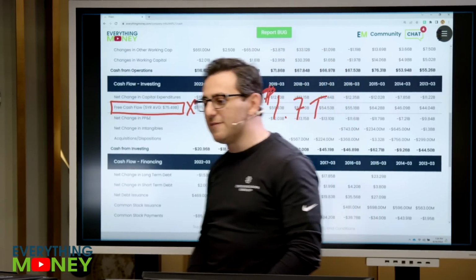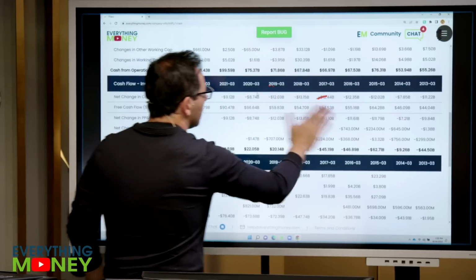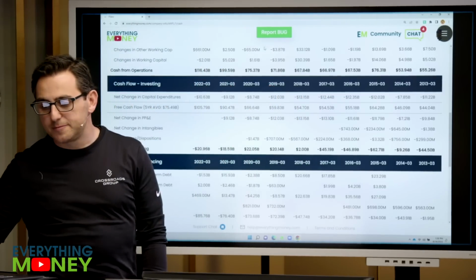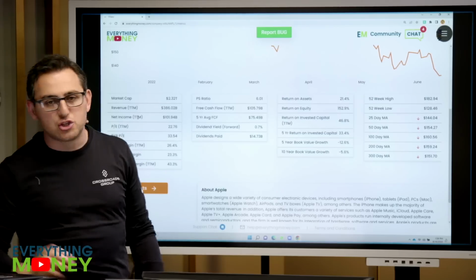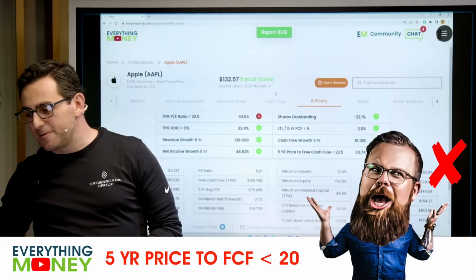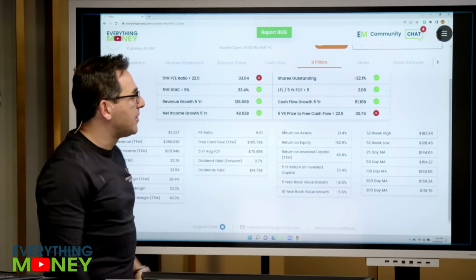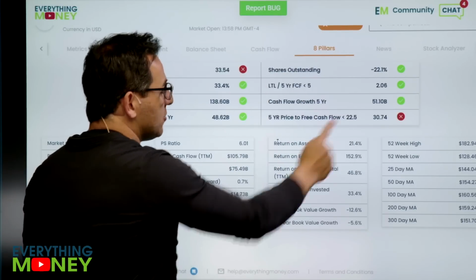Can we do the math here and see if I did it right? So 1.7 trillion. We go now to our market cap, which is on the main page. It is $2.3 trillion. So that's an X. Let's go to the 8 pillars tab. This does all the math for you right here, guys. Right here, all 8 pillars, 6 check marks, 2 X's.